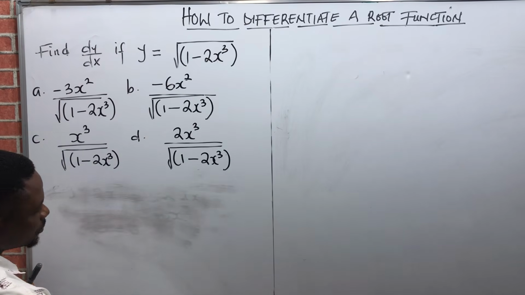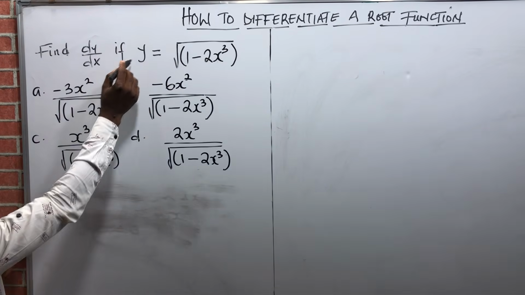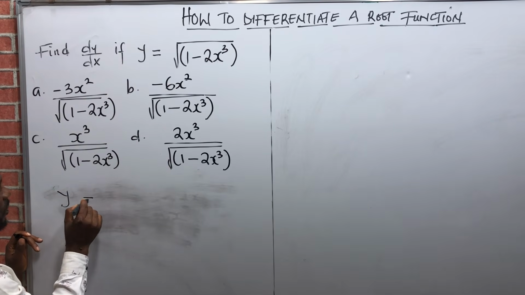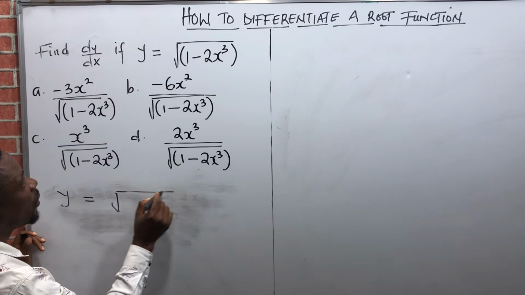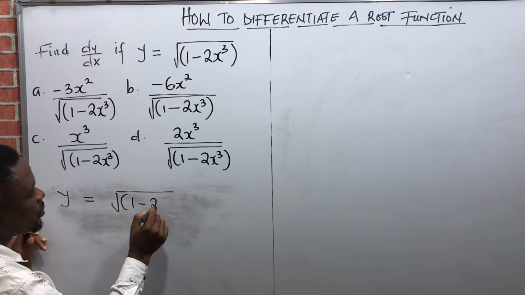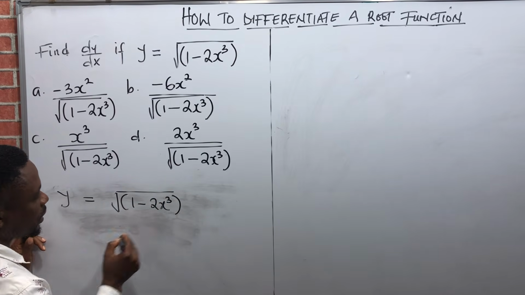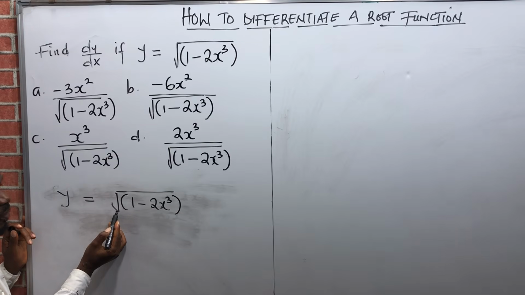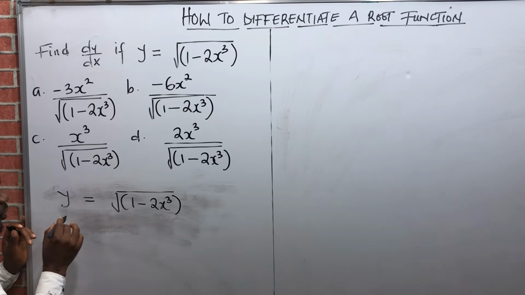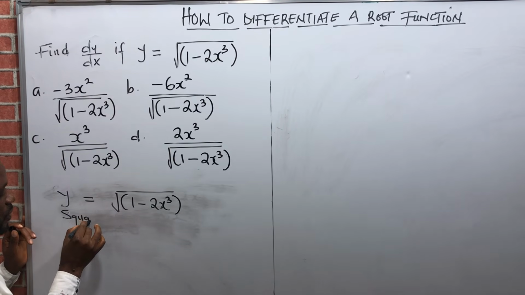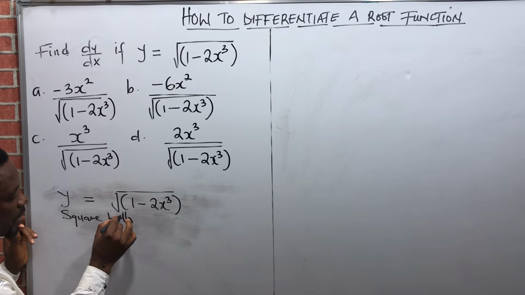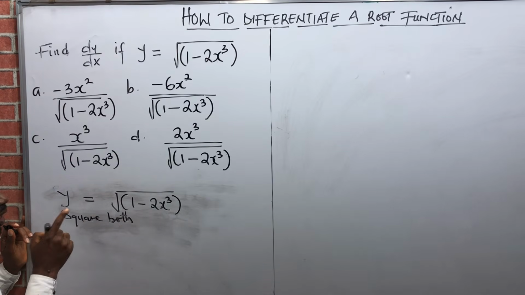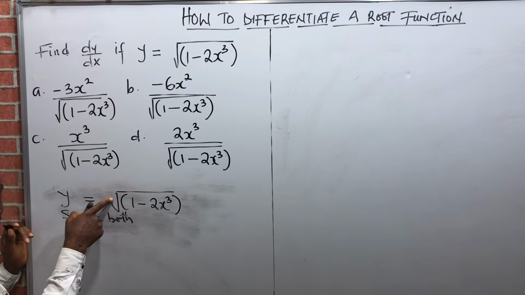Now watch. All you need to do here: we're given y to be the square root of (1 minus 2x) all raised to the power of 3. Now, I want you to observe this. This square root means a power of 1 over 2. Since it's a square root, what you are going to do is to remove this square root. And how do we remove it? You first of all square both sides of the equation. If you square both sides of the equation, the square root will disappear.